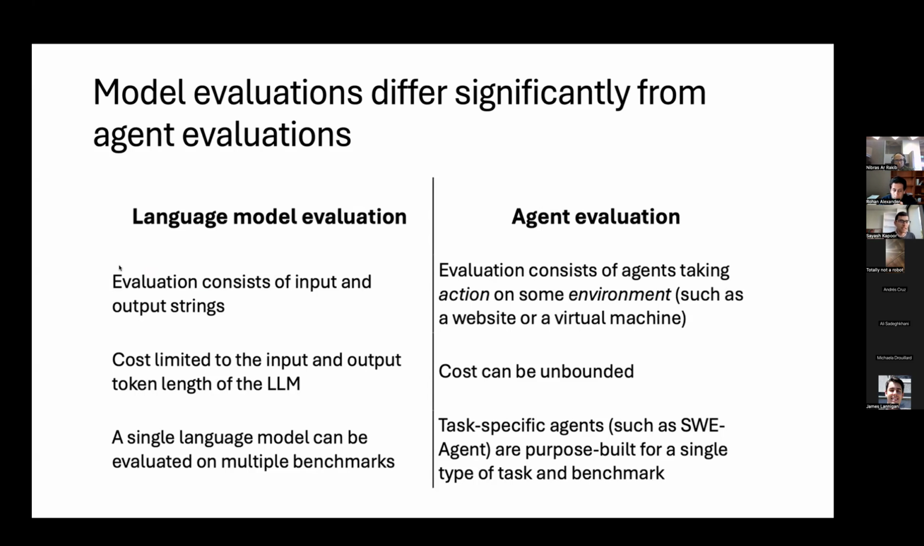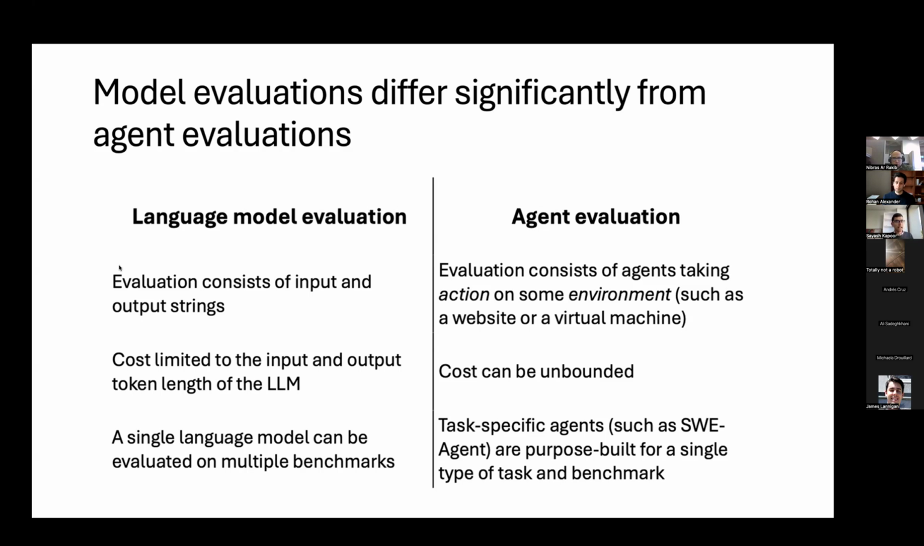We've already discussed the cost differences at length. And a final difference that I want to emphasize is that language models, in some sense, are a lot more general compared to agents, because we have also seen task-specific agents, for example, the SWE agent that was built specifically for solving software engineering tasks on SWE-bench, which can be purpose-built for a specific type of task.